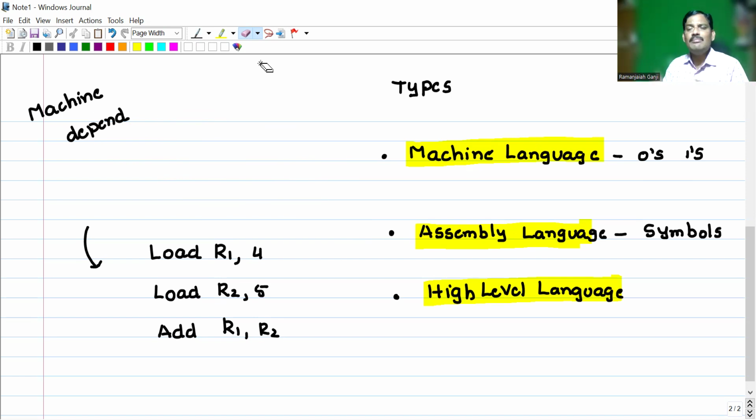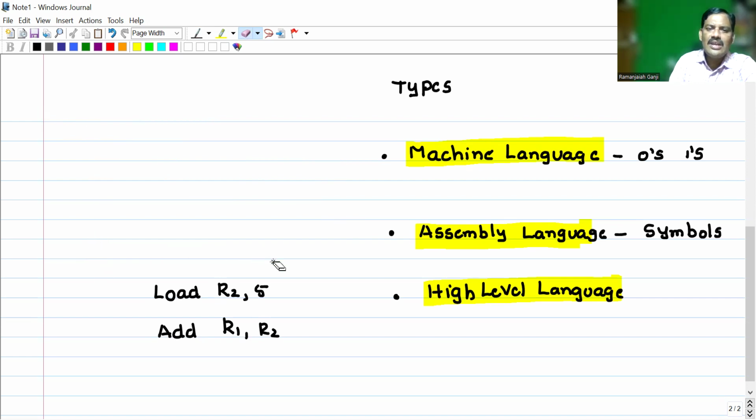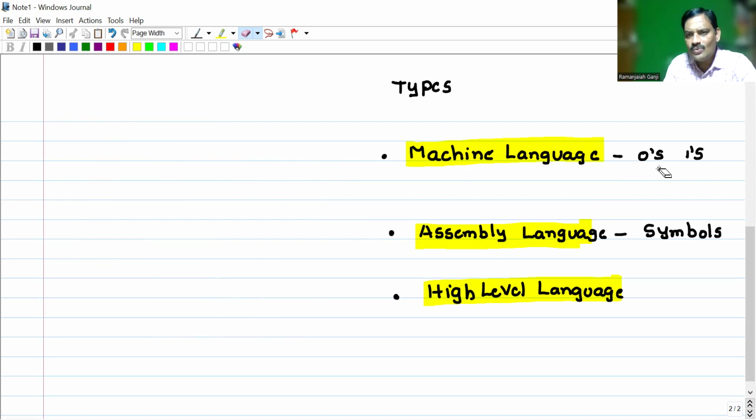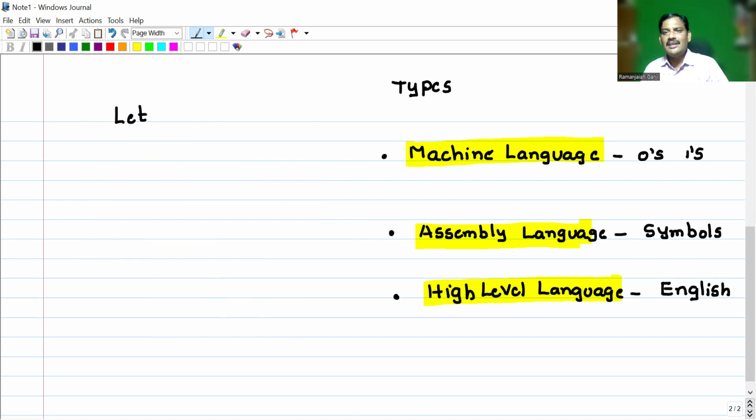That is the only problem behind the invention of high-level language. So the next language is high-level language. In the case of machine language, we are using zeros and ones. Assembly language uses symbols. Third is English, in the terms of our general English statements. For example, consider a program. There is a language called BASIC. Basic is a programming language.